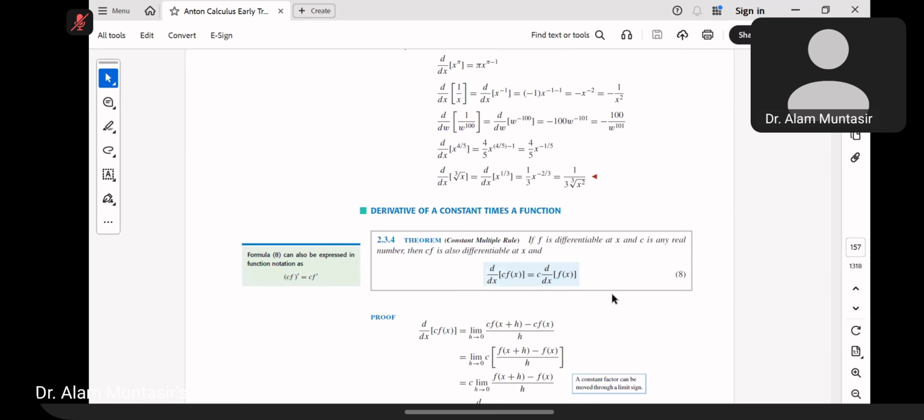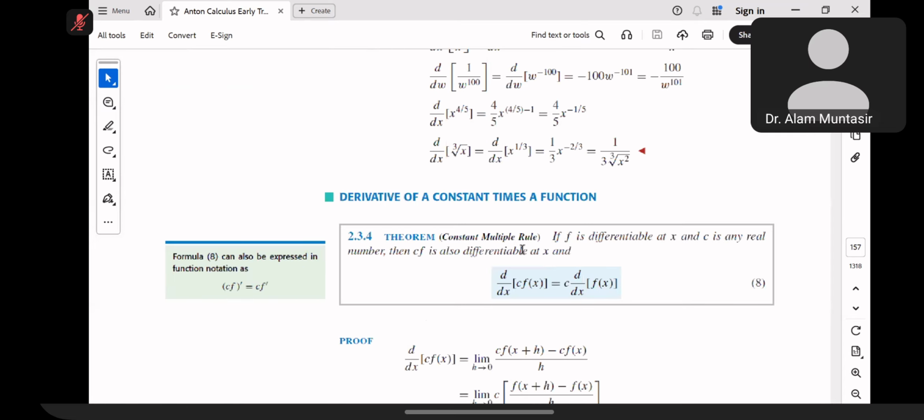The third rule is the constant multiple rule. If a constant is multiplied with a function, and then we take the differentiation, it becomes the constant times the differentiation of the function. That means the constant should be taken outside the differentiation. This is known as the constant multiple rule.